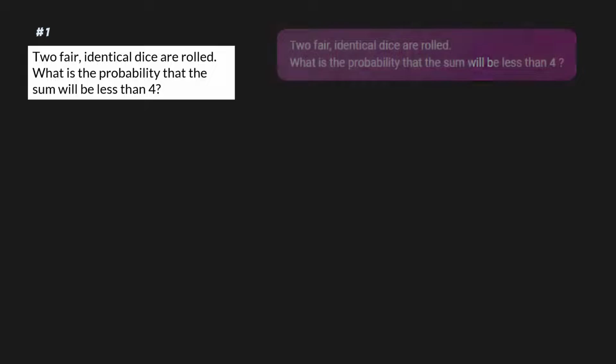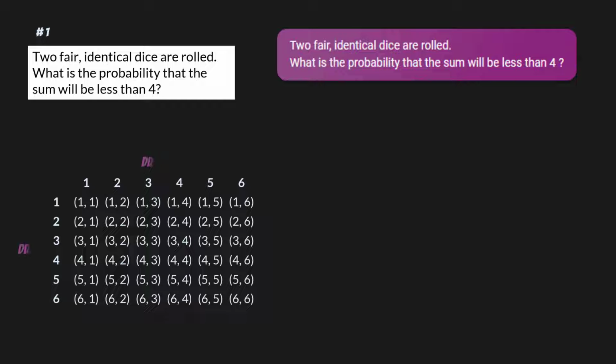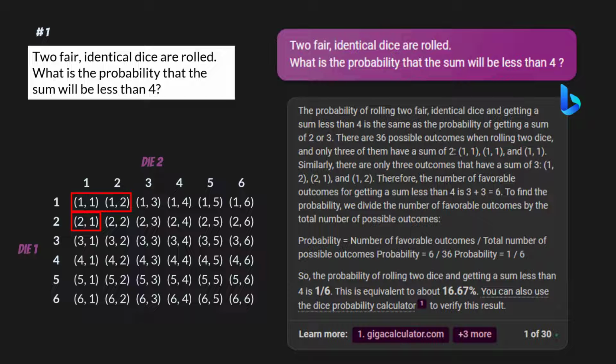In the first question, I copied and pasted the question directly into Bing. Two fair dice are rolled. What is the probability that the sum will be less than 4? These are the possible outcomes of rolling 2 dice, and only 3 of the 36 outcomes have sums less than 4. However, in Bing's response, it somehow ended up with 6 outcomes.